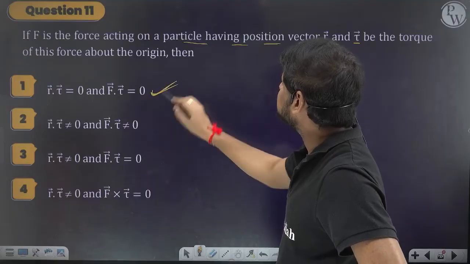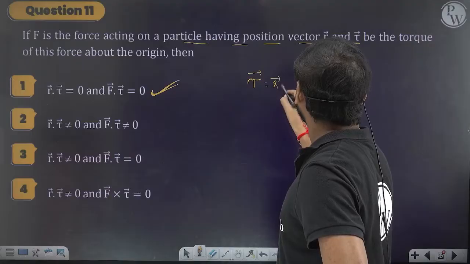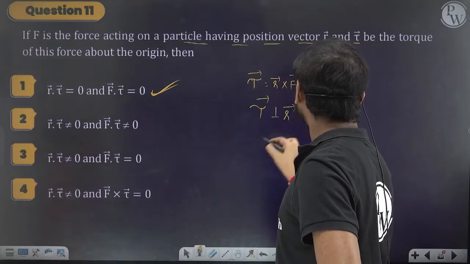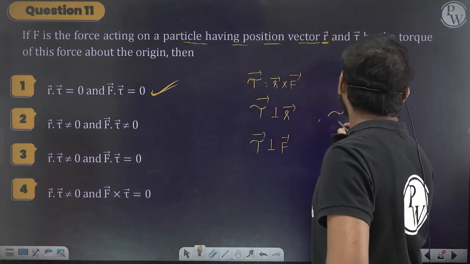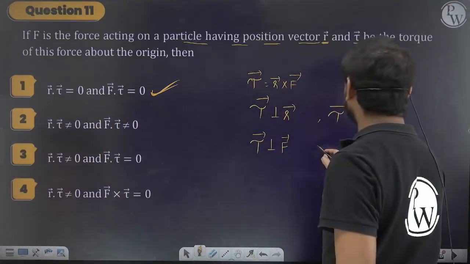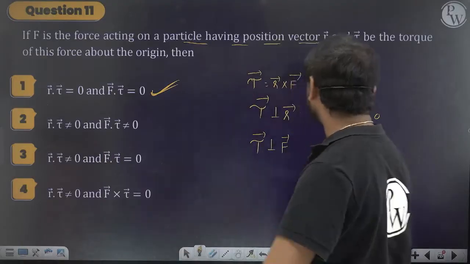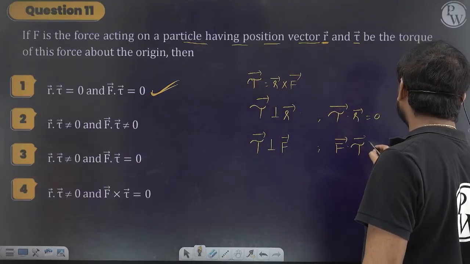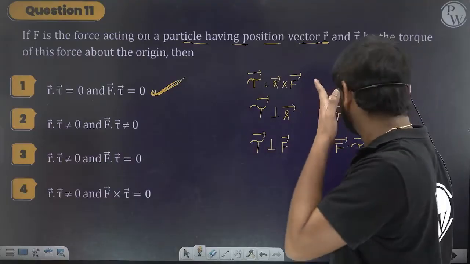So this is the correct one, just now we have seen, right? Tau is equal to R cross F. Then tau is perpendicular to R and tau is perpendicular to F as well. So tau dot R is 0, or R dot tau is 0. That's what they first wrote. Because the dot product is commutative, R dot F or F dot R, both are the same. So the second one also you can write: F dot tau is equal to 0. Clear, guys? So the first option is the correct one.